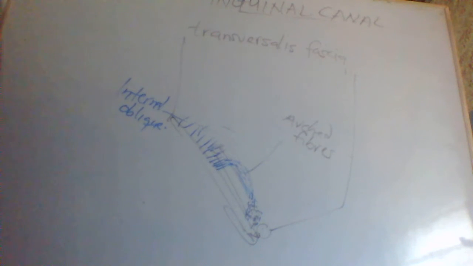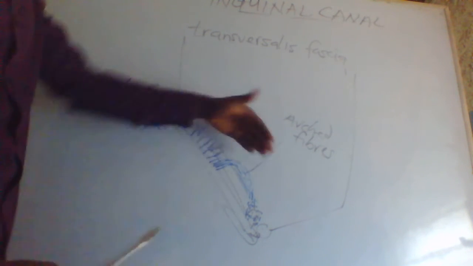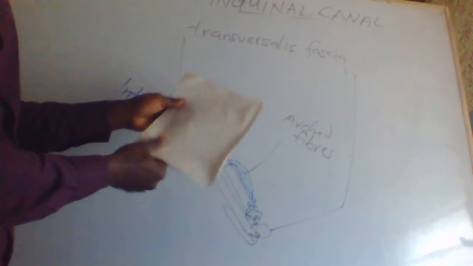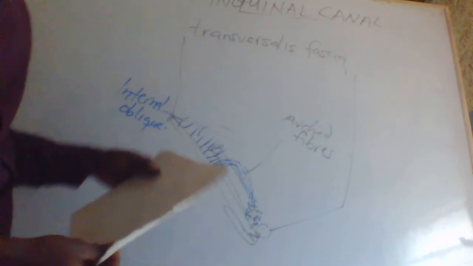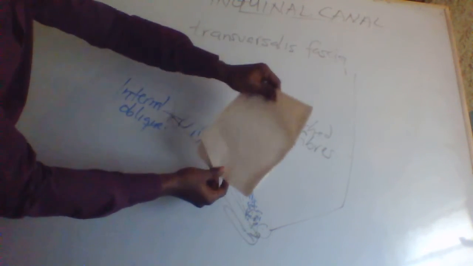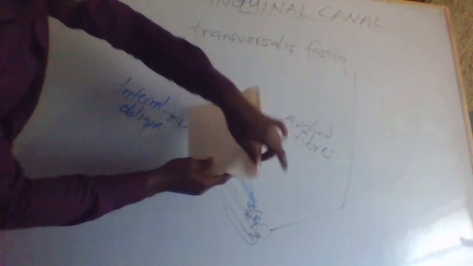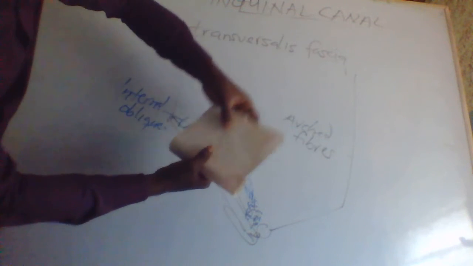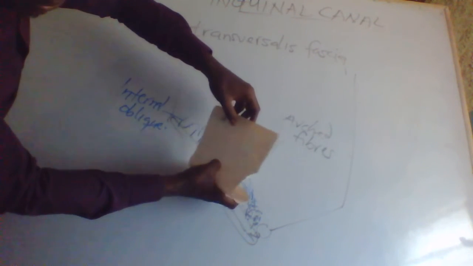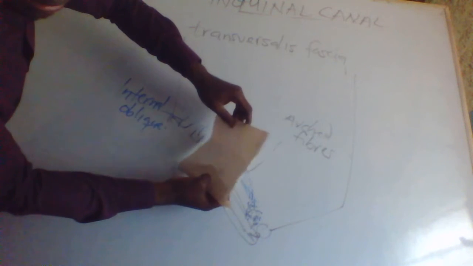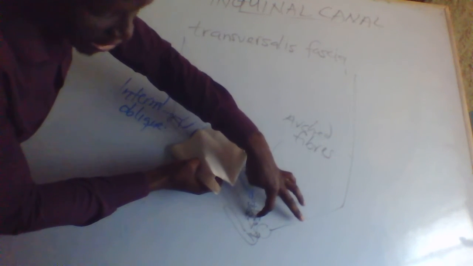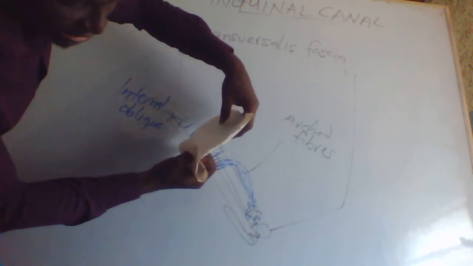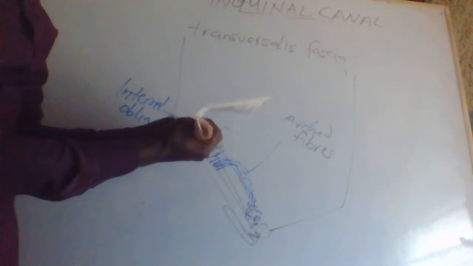Now, how is the ring formed? The ring or the canal is formed mainly by the external oblique aponeurosis. If this is the external oblique aponeurosis, it comes in this direction. When it gets to the inferior region, it turns like this. You see, a ring has been formed. So it reflects and turns like this to form the ring. This superficial ring that we are seeing is mainly formed by the aponeurosis of the external oblique.